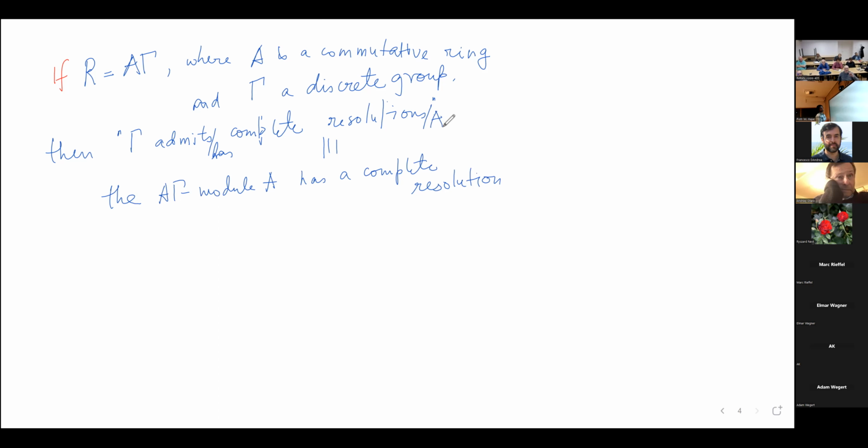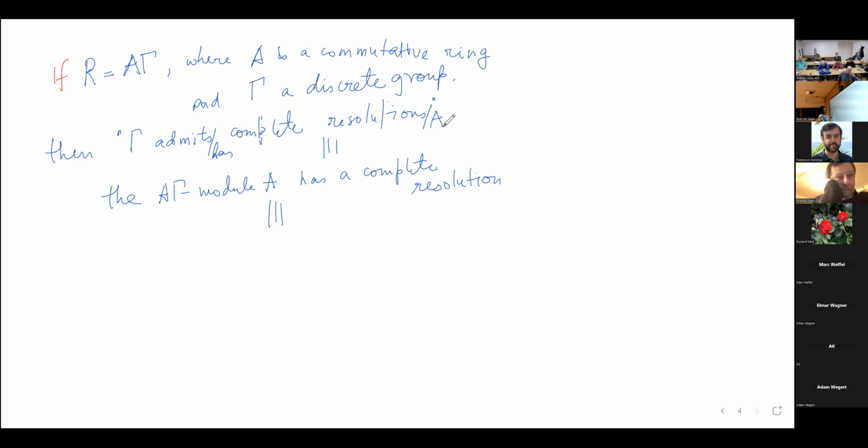Now from here, what's the action of gamma on A? Trivial action. Yeah, we usually write the trivial A gamma module. So the A gamma module A has a complete resolution, and I here mean complete resolution as an A gamma module, not as a module over just itself.